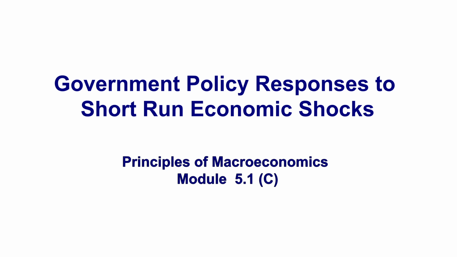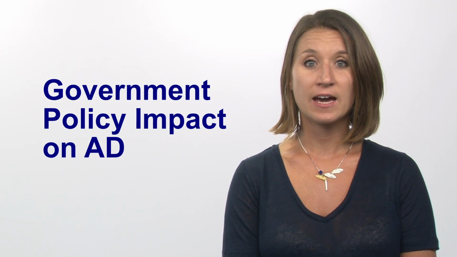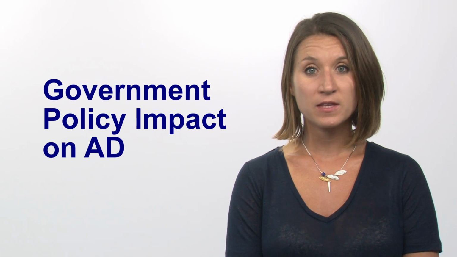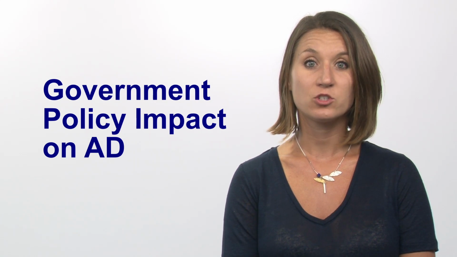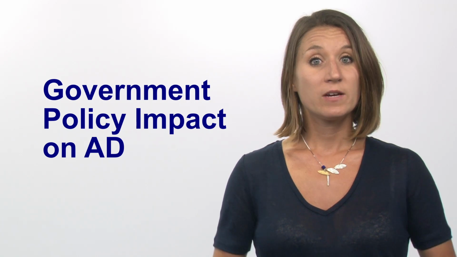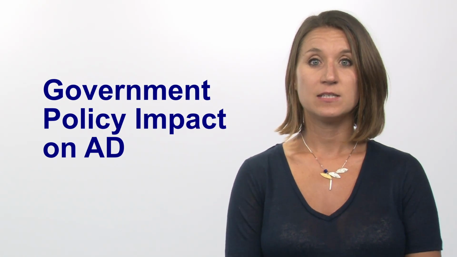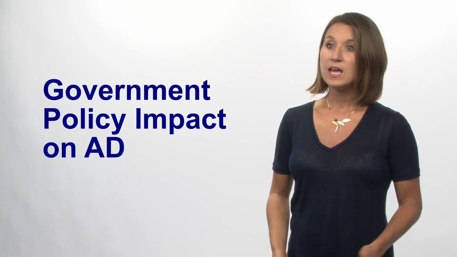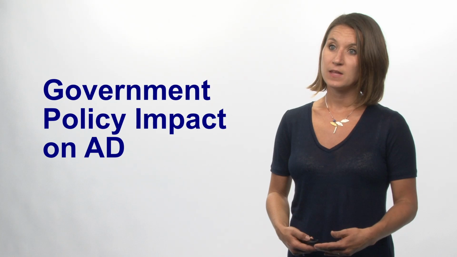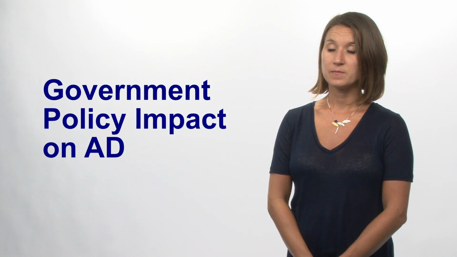This is Module 5.1c. And in this video, we're going to apply the concepts of changes in fiscal and monetary policy and their impacts on aggregate demand and aggregate supply to see how the government can help the economy in times of negative shocks. So remember, we have two types of government policies that can affect aggregate demand and aggregate supply. The first is fiscal policy, and this is a direct change in government spending, and therefore a direct change in aggregate demand. The second is monetary policy, and this is changes in the money supply that indirectly affect aggregate demand through their impact on investment spending.